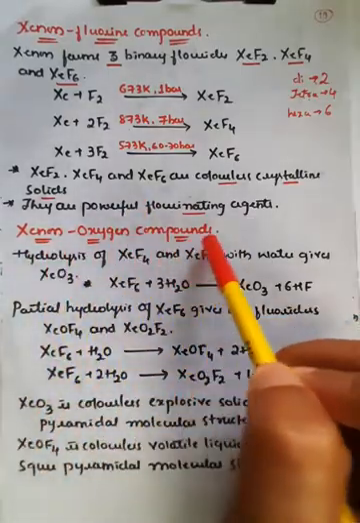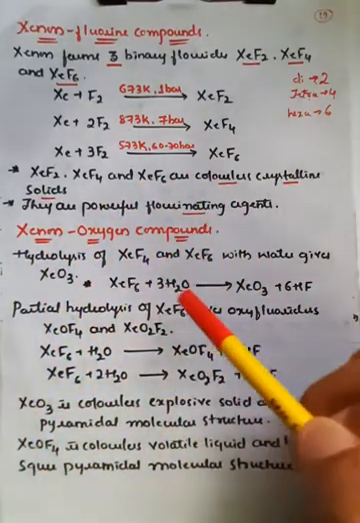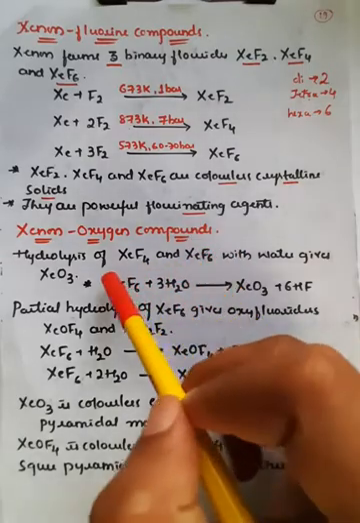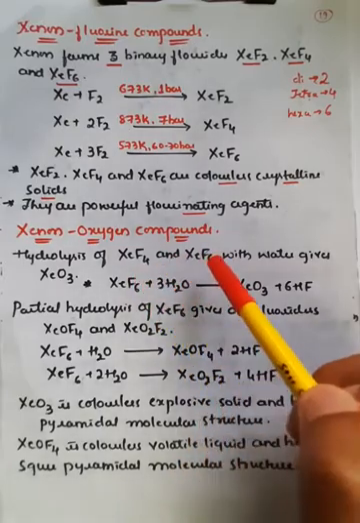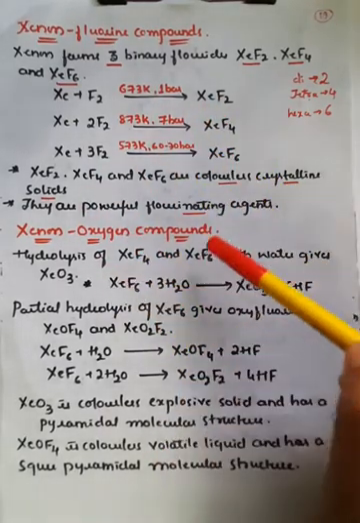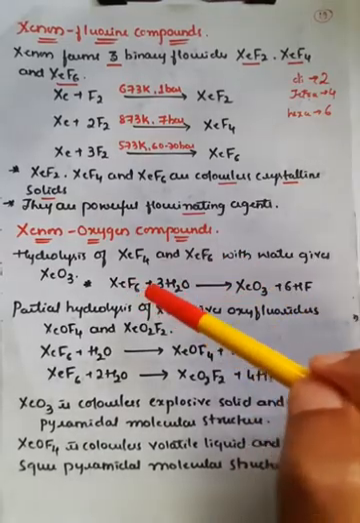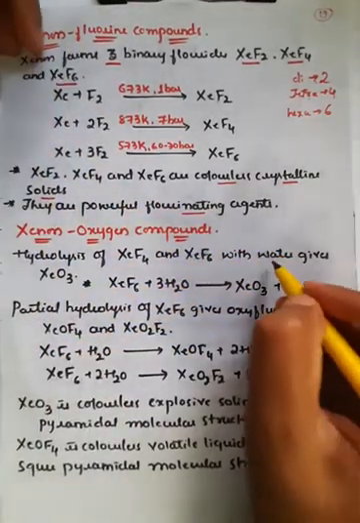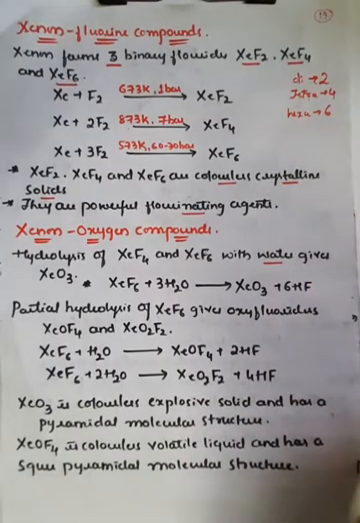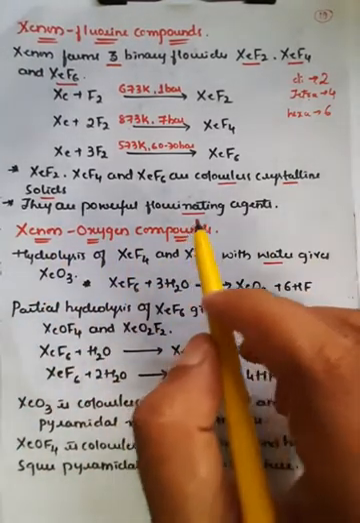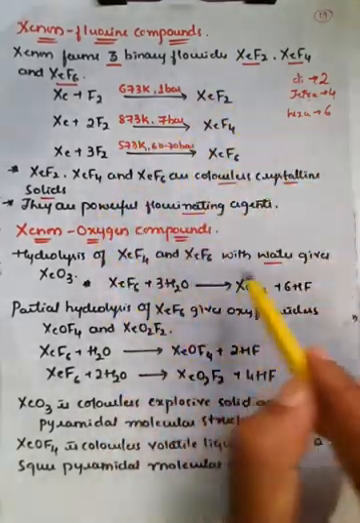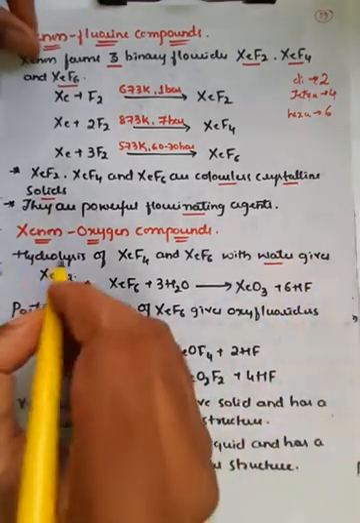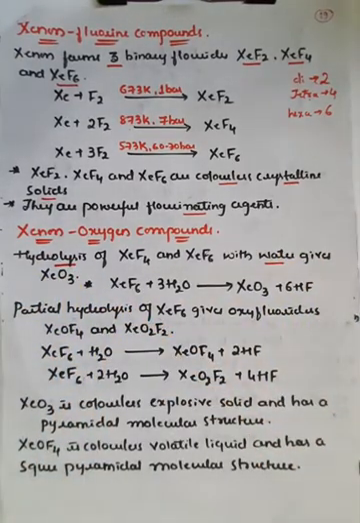The next thing is xenon oxygen compounds. These xenon oxygen compounds are obtained by the hydrolysis of xenon fluorides, generally xenon tetrafluoride and hexafluoride. Once you prepare xenon tetrafluoride or xenon hexafluoride, with hydrolysis, which means addition of water, you can prepare the xenon oxygen compounds. Hydrolysis means the process of addition of water molecules.